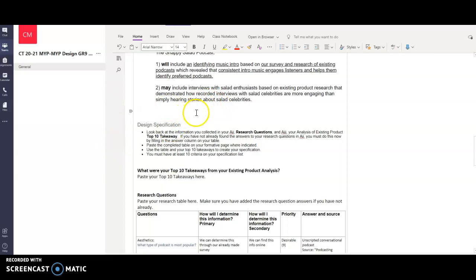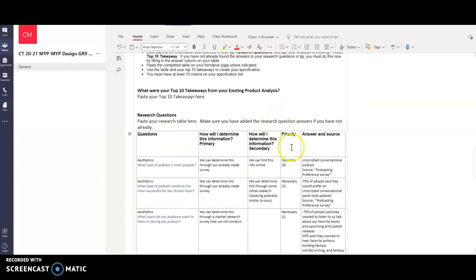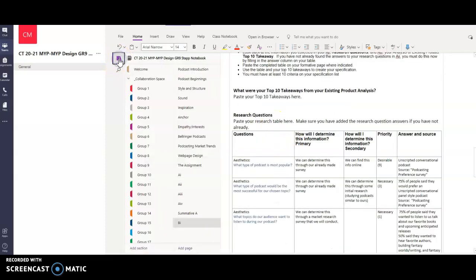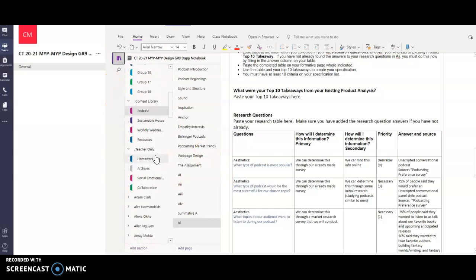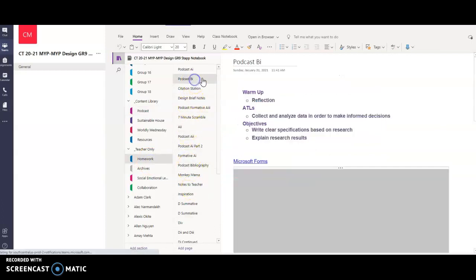All right. Now, what you're going to have to do in order to create these criteria is access your 10 takeaways from your analysis of existing products and get your research questions. So when you go to your personal tab, and I'll show you what that looks like, and you pull this up, you're going to see where I remind you to do those 2 things. Here we go.